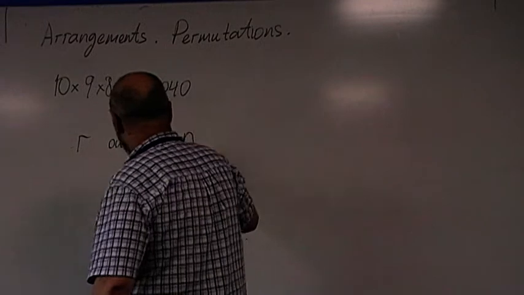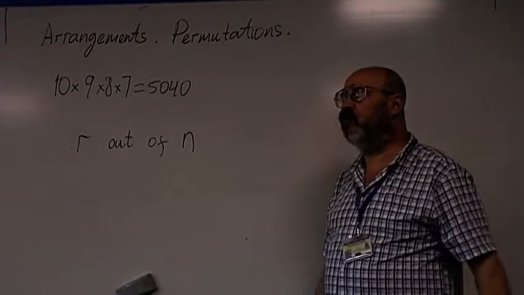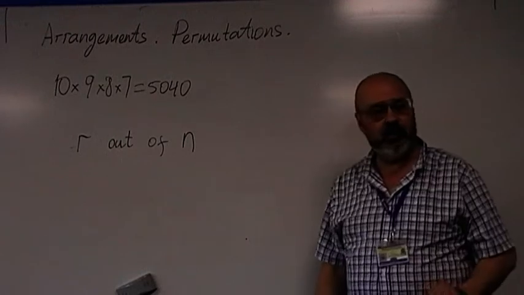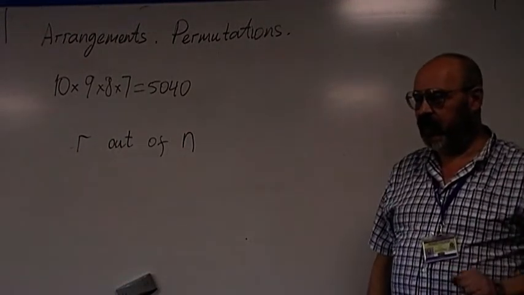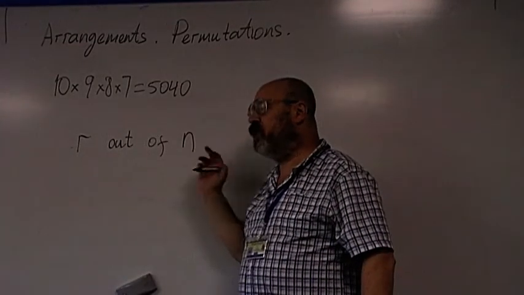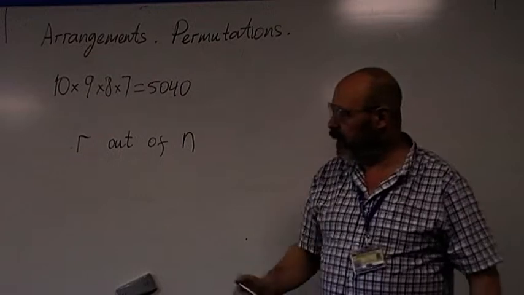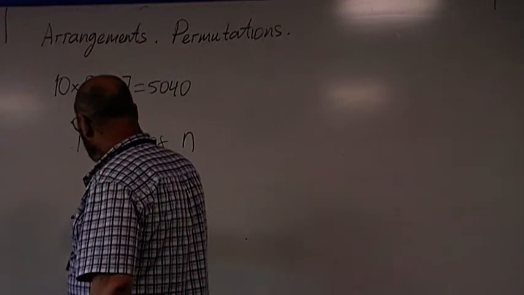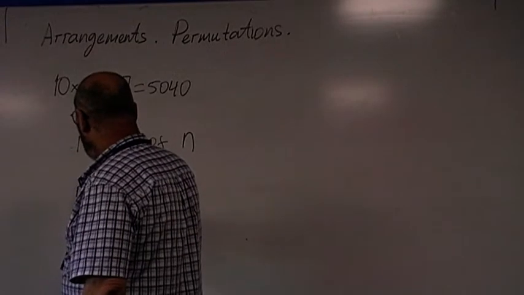So if you choose r objects out of n, when order is important, how would you choose r objects out of n objects if order is important? The notation is we write P, called permutation, and we write n, r.